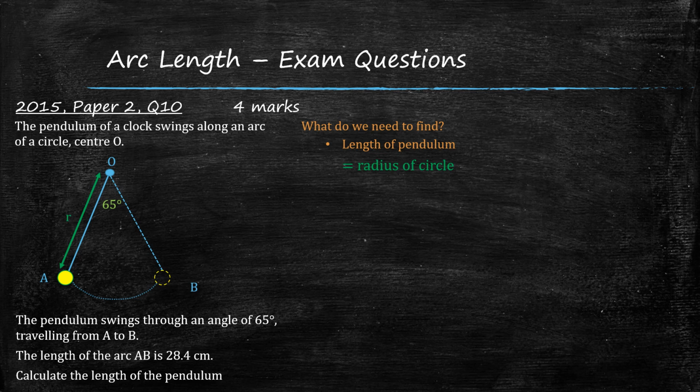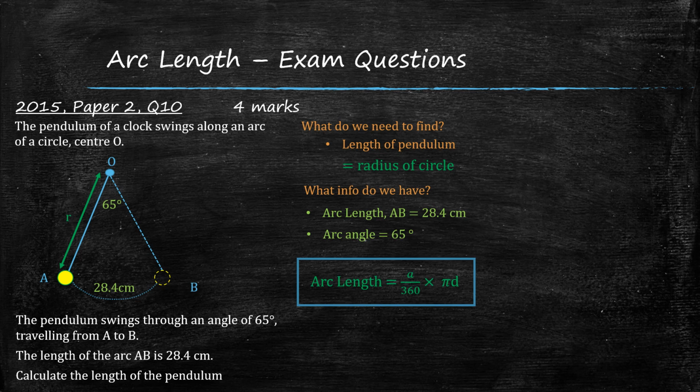Okay, so let's mark that on our diagram. We're looking for the radius r. Now what information do we have? What information have we been given? We've been given the arc length, AB, is equal to 28.4 centimeters. And we've also been given the arc angle, or the sector angle, which is equal to 65 degrees. So we have a formula which links these values together.